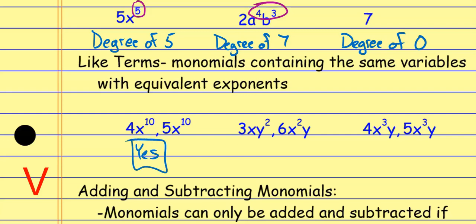Okay? If I look at the next one, I've got a 3xy to the second and a 6x squared y. And so as I look at this, I have the same variables, which is a good sign, but each of those variables do not have the same exponents. Look at the exponents and how they're delineated here.